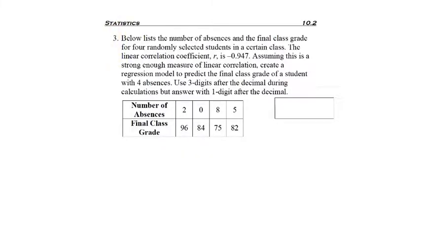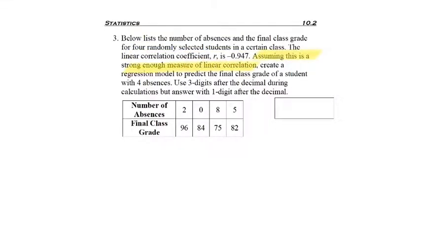Example 3. Listed below are the number of absences and the final class grade for 4 randomly selected students in a certain class. The linear correlation coefficient R has been determined to be negative 0.947. We're going to assume this is a strong enough linear correlation.